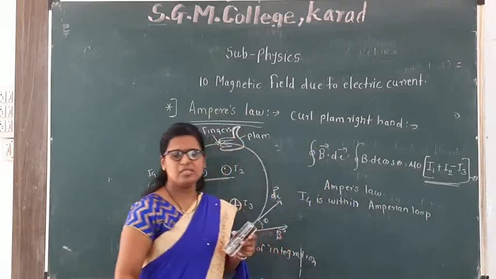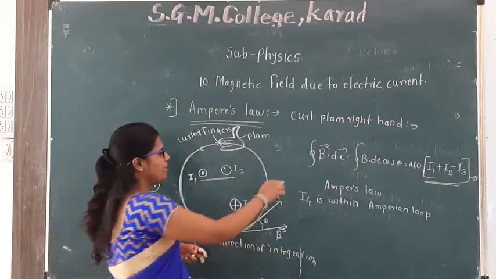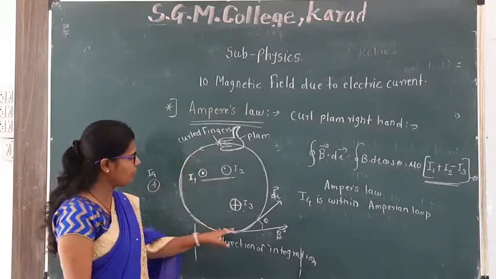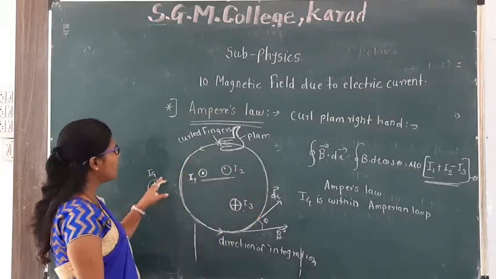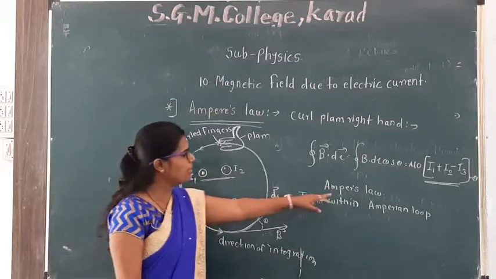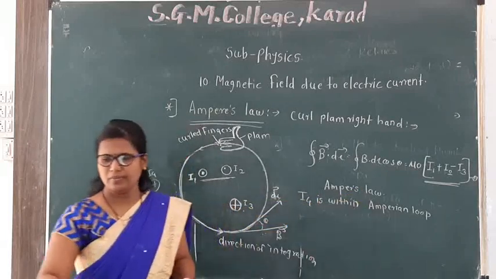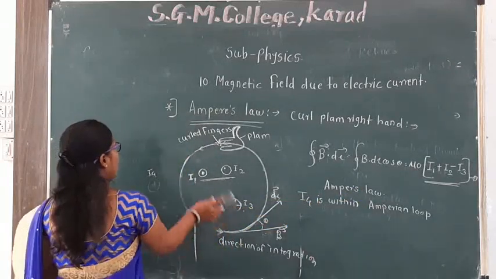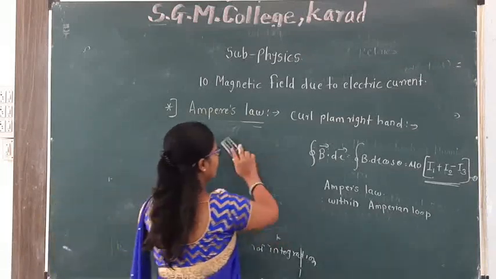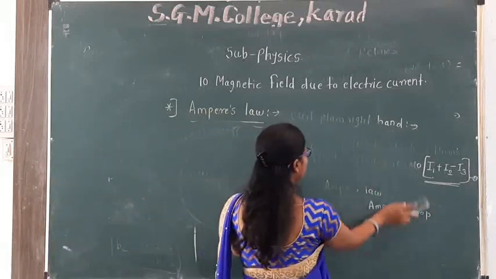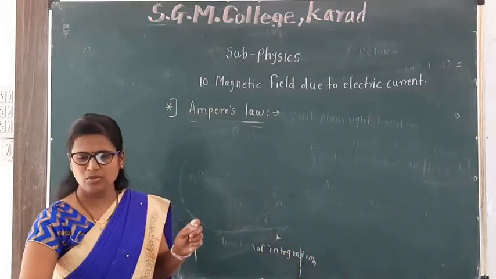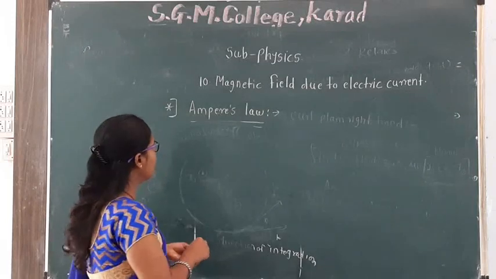So I4 is not part of this magnetic field, because it is outside the Amperian loop. That is Ampere's circuital law. Now, how is Ampere's law used for a long straight conductor? We can use this Ampere's law in applications.